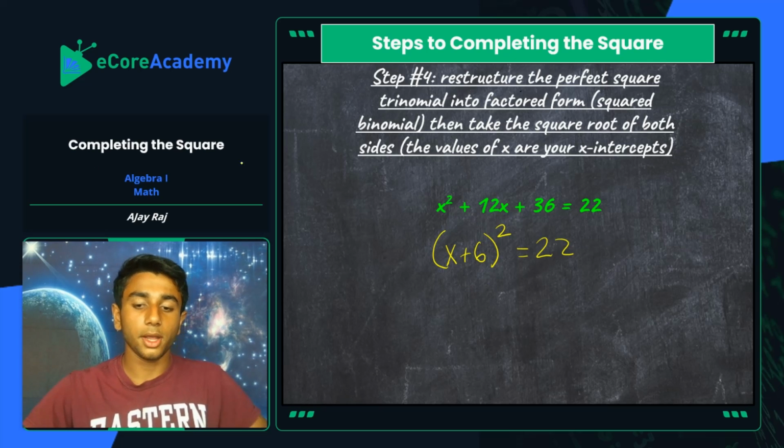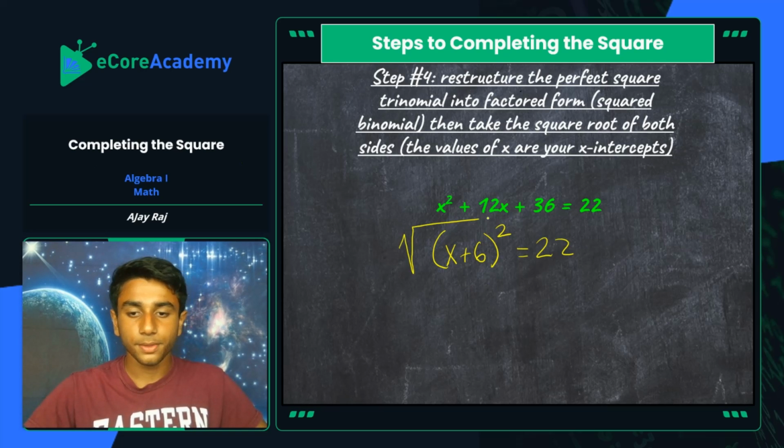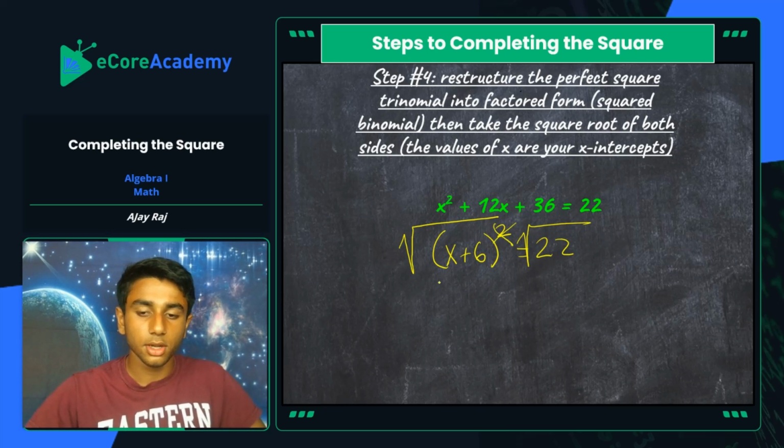All right, so the next thing that we're going to do is use our radical property. We're going to take the square root of x plus 6 squared and the square root of 22. Remember, since this is a binomial and it's being squared, all we do is cancel out the exponent. That means we're left with x plus 6.